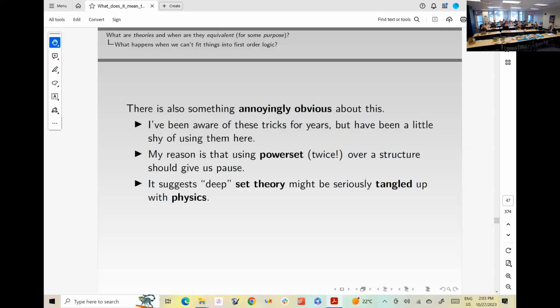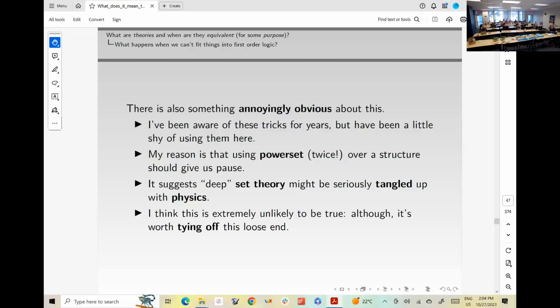Okay, so why is that? It suggests that deep set theory stuff might be tangled up with physics. As much as it would be really great for set theory if that were true, I don't think it is true. So why do I say that? If you do power set twice, you're in the zone of the continuum hypothesis. You can have all these questions that set theory is just puzzled by. We don't want physics to be puzzled by these sorts of questions. You've got your own problems.